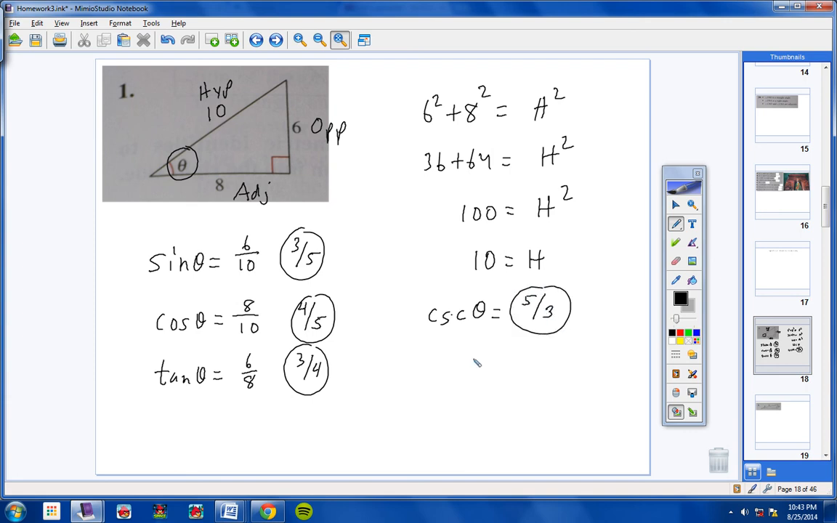That's a fast way to do it. The secant of theta would be the reciprocal of the cosine of theta, and the cosine of theta is 4/5, so the secant of theta would be 5/4. And then the cotangent of theta is the reciprocal of tangent, and so the tangent of theta was 3/4, so the reciprocal would be 4/3. Okay, let me check these in the back of the book real quick to make sure I've not made a mistake anywhere. Yep, we're good. Let's go ahead and move on to number 3.